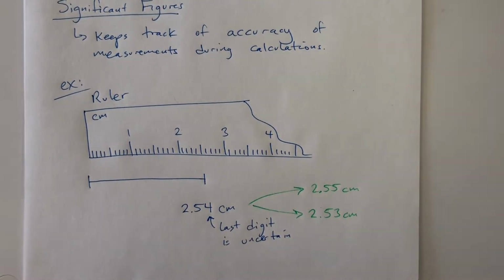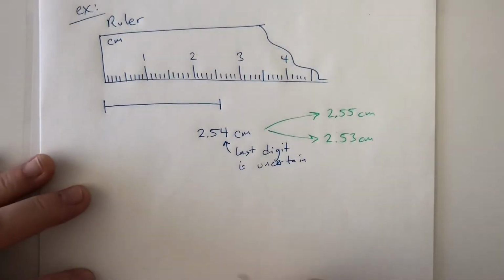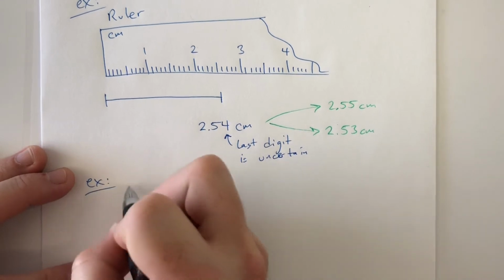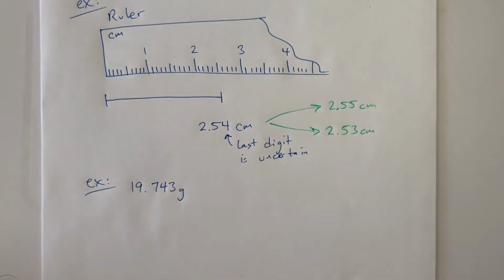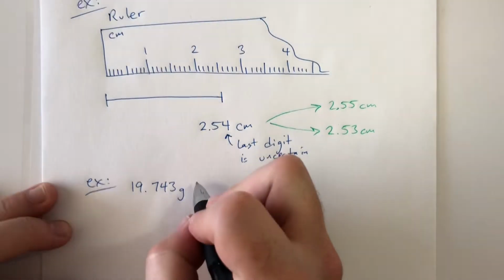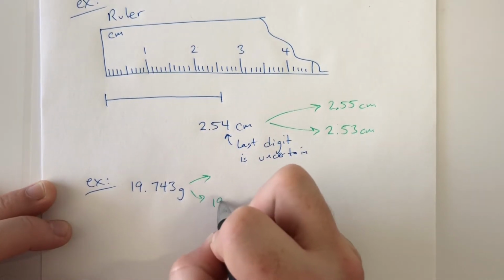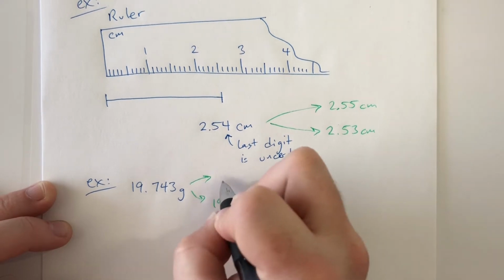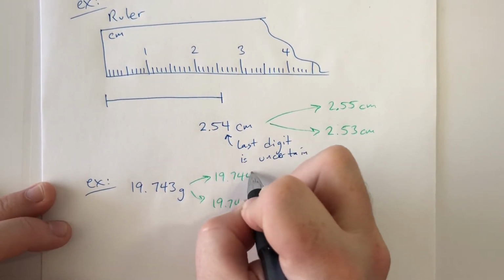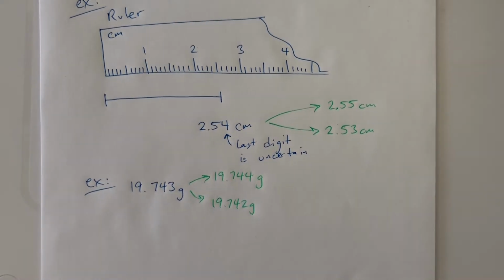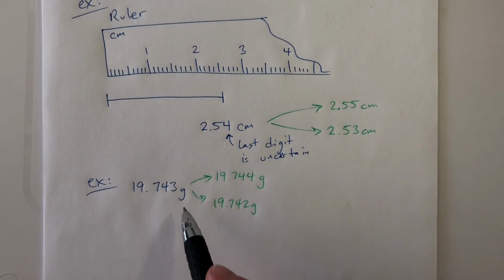This is also true of digital instruments. So if you use a balance in the lab and it says 19.743 grams, you are supposed to interpret this as being somewhere between 19.742 and 19.744. Okay, it's understood that that last digit is plus or minus 1.